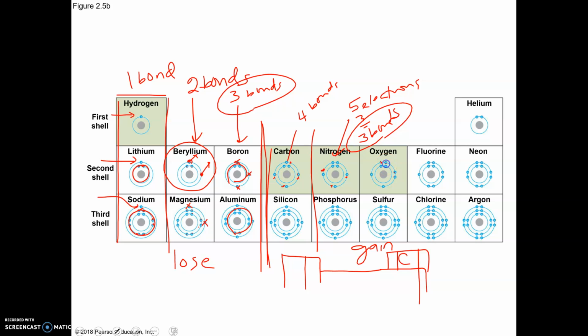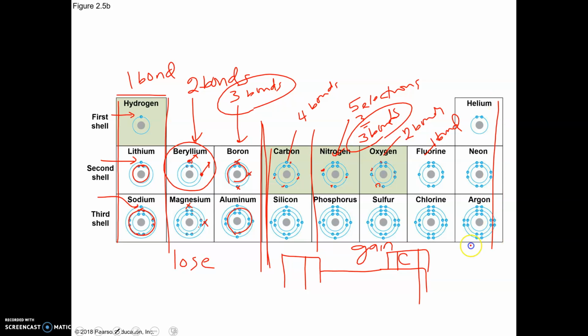Oxygen has 6. It only needs 2 more to have 8, so it will tend to make 2 bonds. And then it will have 8. Fluorine has 7, so it only needs 1 more to have 8. It will tend to make 1 bond.